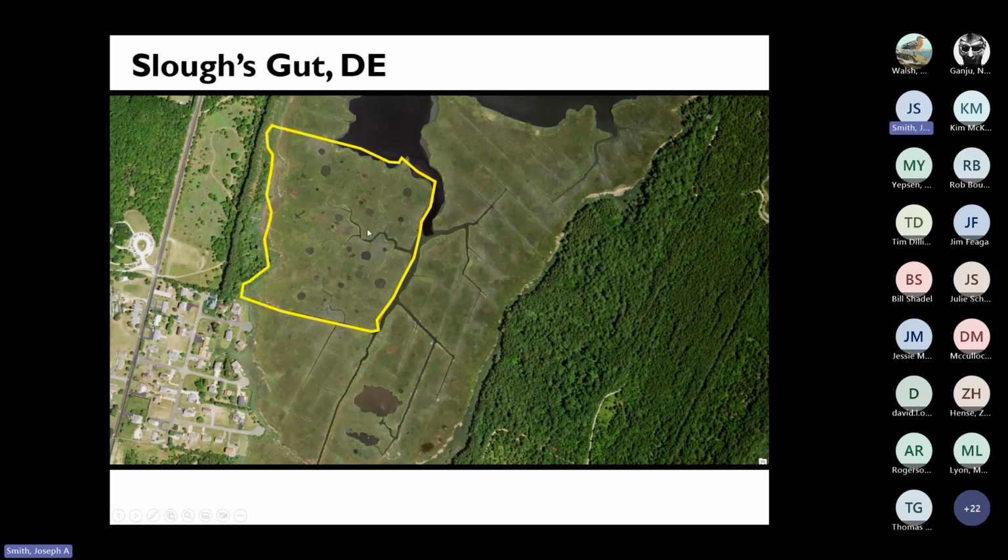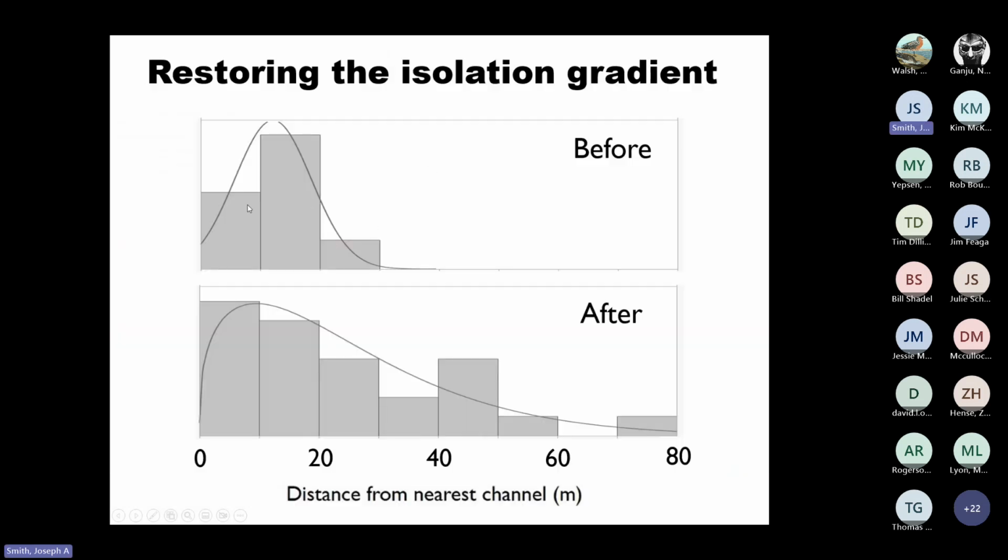And what they did here was they created that isolation gradient I'm talking about. So they restored that isolation gradient. So you can get a little further from a channel now after it's been restored. And what I think this does is it just creates the conditions necessary for that geomorphic diversity to start reforming. But it's probably a long and slow process that needs to be assisted with some elevation addition and topography addition.